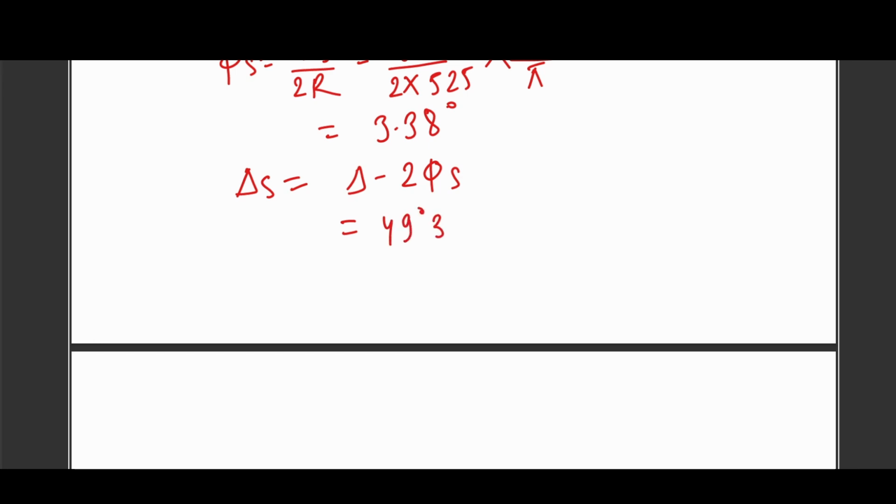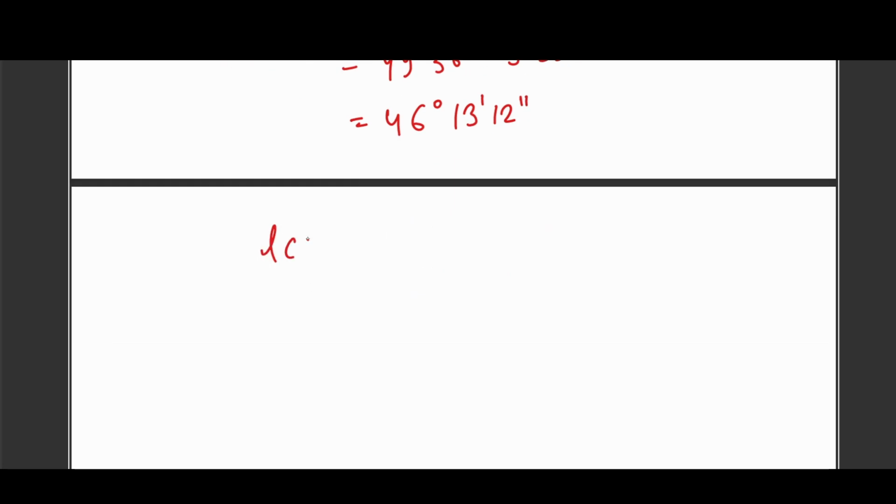So delta equals 49 degree 36 minute minus 3.38 degree. So what will be this value? The value will be 46 degree 13 minute 12 second. All right. Now we need to calculate the length of the circular curve. So length of the circular curve is pi r 46 degree 13 minute 12 second divided by 180. So on calculating it, what will be the length of the circular curve?